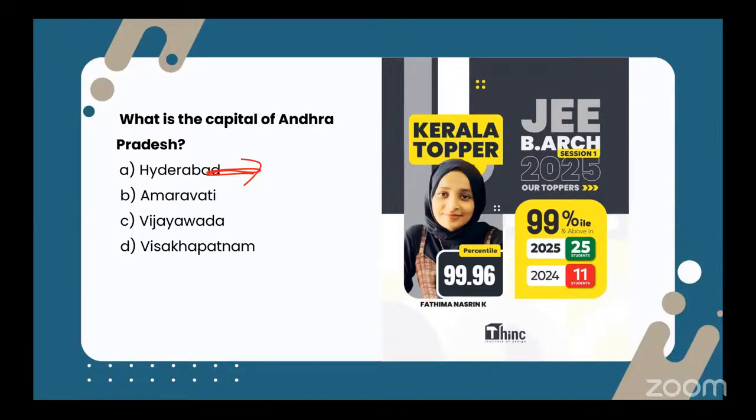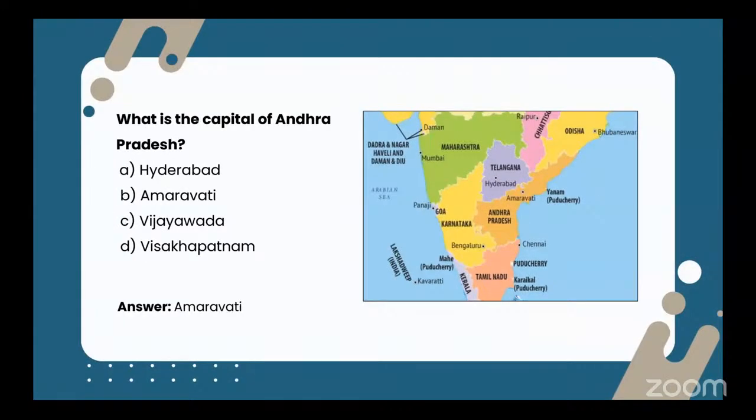So after that, what happened? Since Hyderabad was no longer the capital, they started looking for a city which they could develop as a capital, and they chose Amaravati. You can see Amaravati as the capital. Earlier Hyderabad was the capital, so now Amaravati is the capital. This is the status as of 2025, because the bifurcation happened during the period of Chandrababu Naidu.